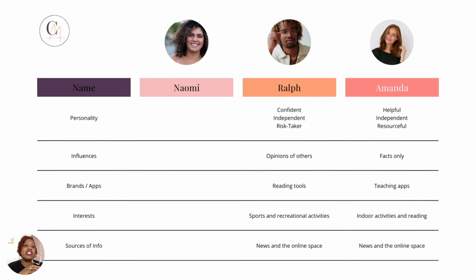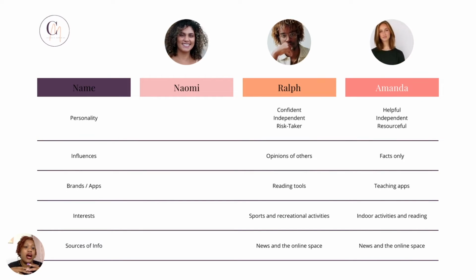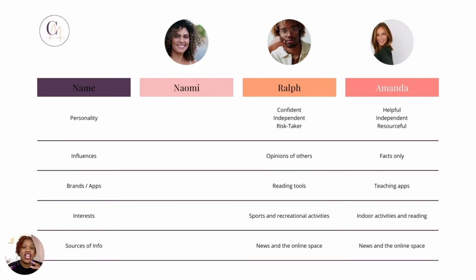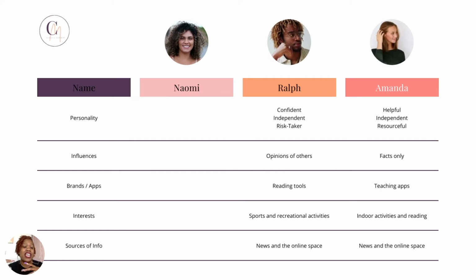Then this last piece of the persona is going to include a couple of additional things. So personality. Ralph is pretty confident, pretty independent, and a risk taker. Amanda is super helpful. She's independent and she's resourceful. It goes pretty much to their occupations, right?